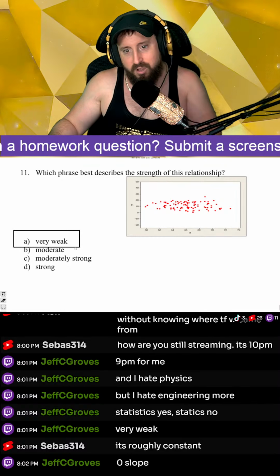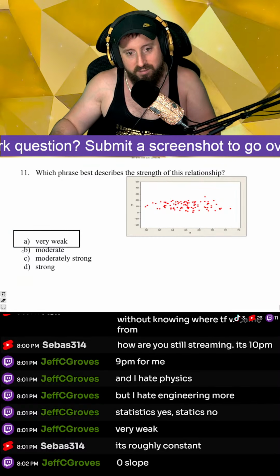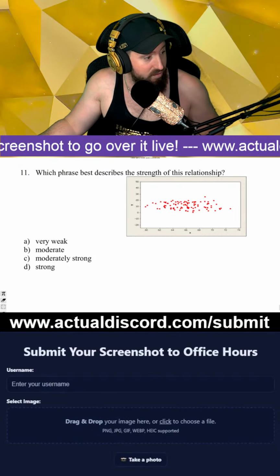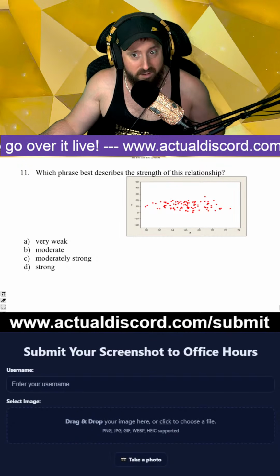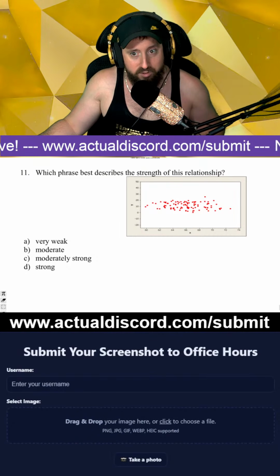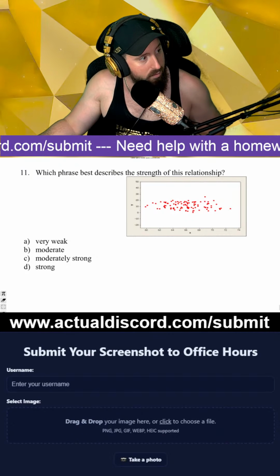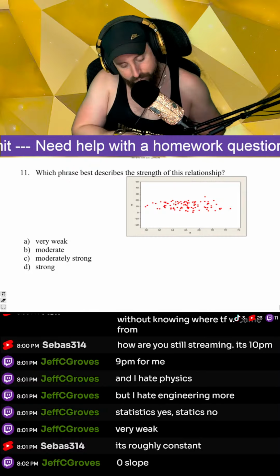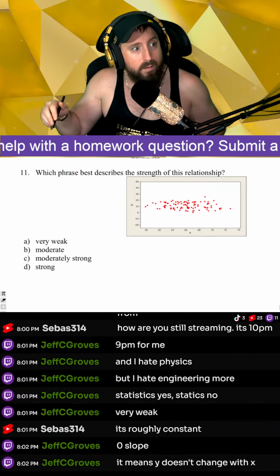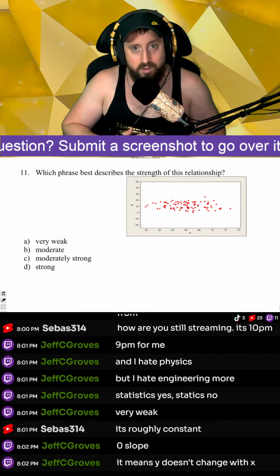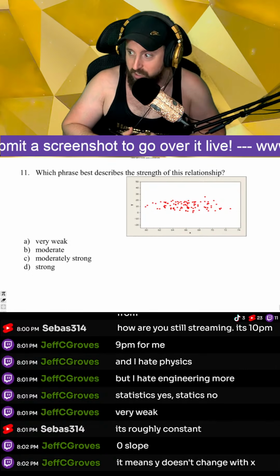So, zero slope. I'm curious what that means. The scatter isn't that bad. And if I were to do a residual plot of this, it probably wouldn't be the worst thing in the world, right? Zero slope means it doesn't change. Yeah, Y doesn't change with X.